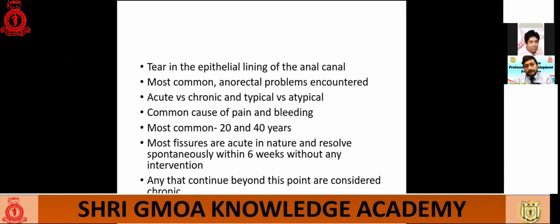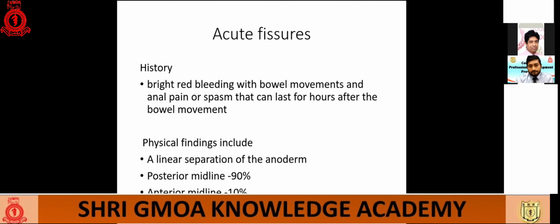So what happens in anal fissure is there's a tear in the epithelial lining of the anal canal. It's one of the most common problems encountered, and fissures can be acute, chronic, typical, or atypical. It's one of the common causes for pain, and most commonly affects young patients about 20 to 40 years. Most of the fissures are acute in nature. Usually they resolve within 6 weeks without any treatment. If they continue beyond 6 weeks, it's called chronic fissures.